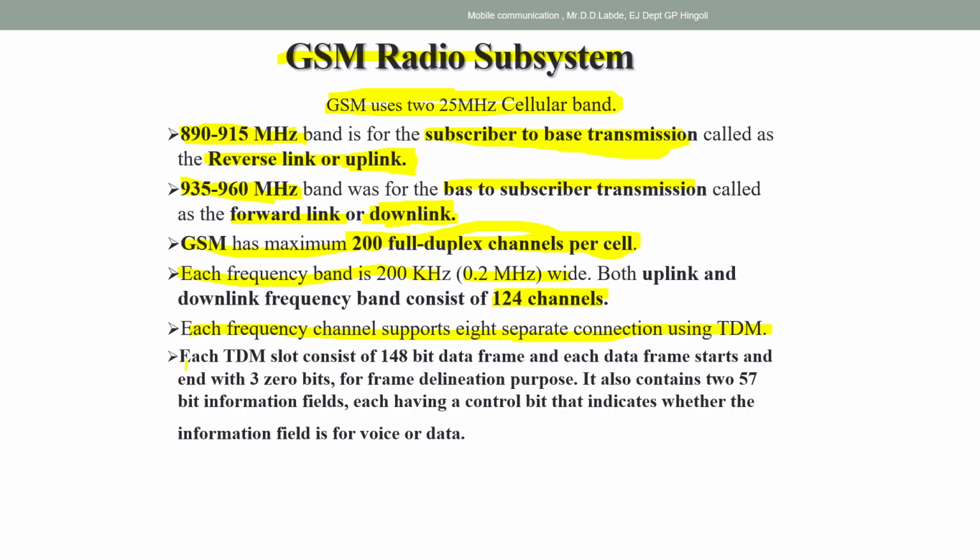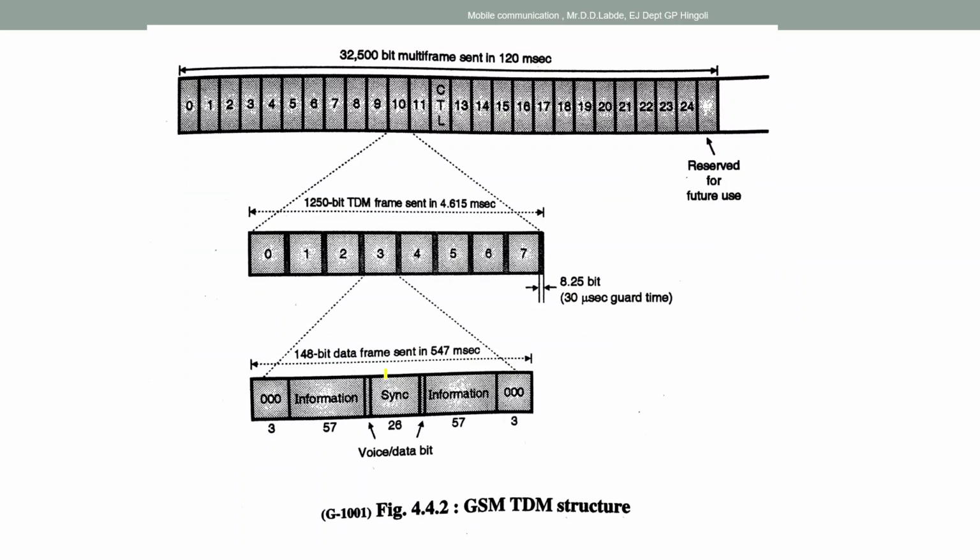Okay. Each TDM slot consists of a 148-bit data frame, and each data frame starts and ends with 3 bits for frame delimiting purpose. Okay. Each TDM slot contains a 148-bit data frame. If you see this, this is your data frame. It requires time to send this data frame. The time required is 544.7 microseconds. That means it is very small.